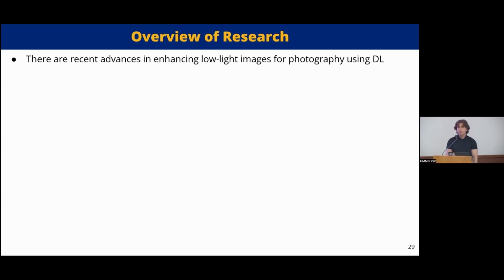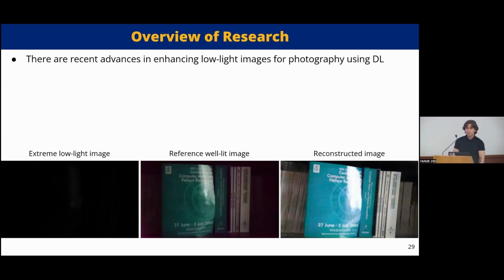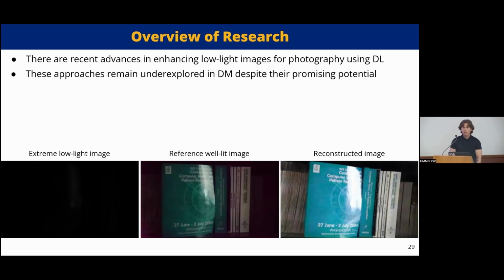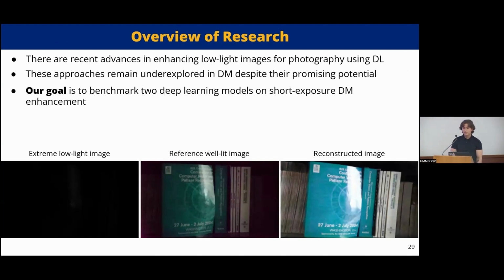We have found that there have been advances in creating deep learning models to enhance low light photography. These models take an extreme low light input and pair it with a reference well-lit image to create a reconstruction, such as the one shown in this example. Even though these low light images are very similar to dark field short exposure images because of their low signal-to-noise ratio, these methods remain underexplored. So this brings us back to our goal, which is to benchmark two deep learning models originally designed for photography on short exposure dark field microscopy images.